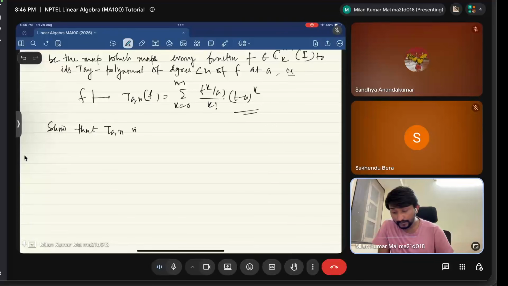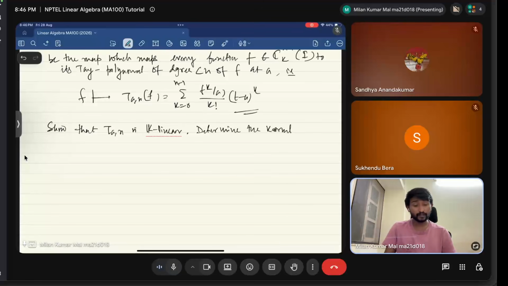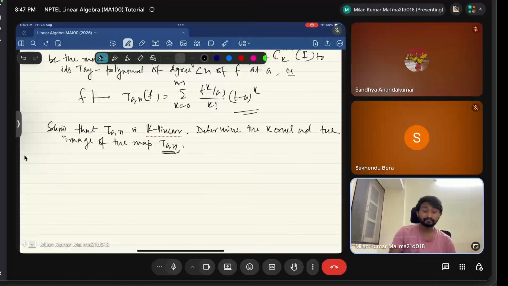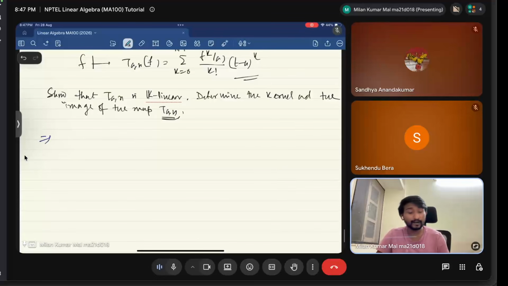The question is to show that T_a^n is R-linear, K-linear. This is the first fact. Then determine the kernel and the image of the map. I think I will do either the kernel or the image. So this is what I have to do. You have to find the kernel and image of the map T.